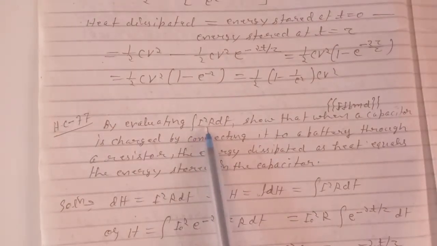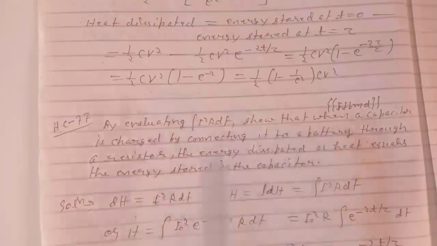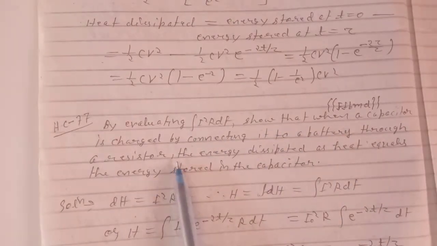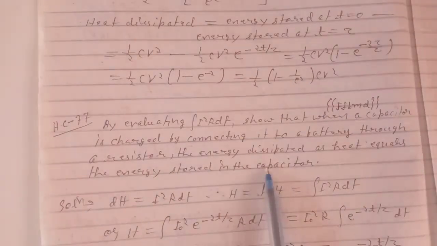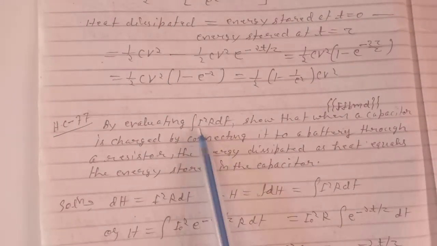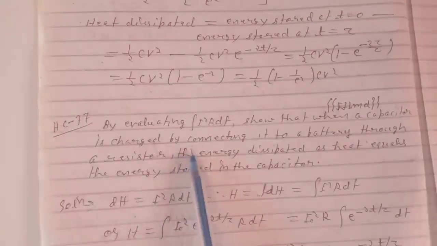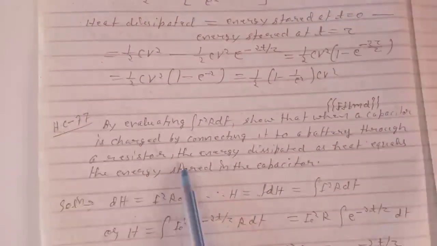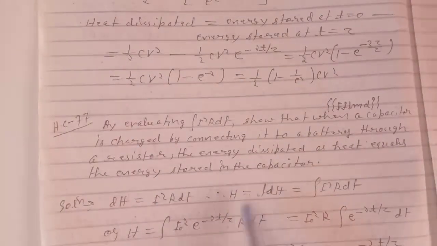By evaluating the integration of I square R dt, show that when a capacitor is charged by connecting it to a battery through a resistor, the energy dissipated as heat equals the energy stored in the capacitor.